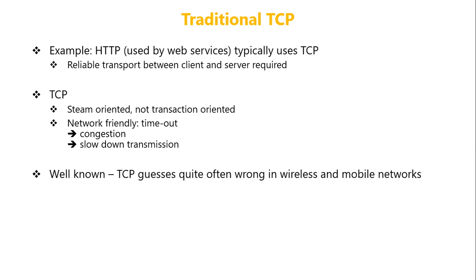In wired networks most of the time packet loss happens because of congestion, but that is not the case in wireless communication. In wireless communication, packet loss does not always happen due to congestion. So the traditional TCP that is used in wired networks cannot be used in wireless networks.